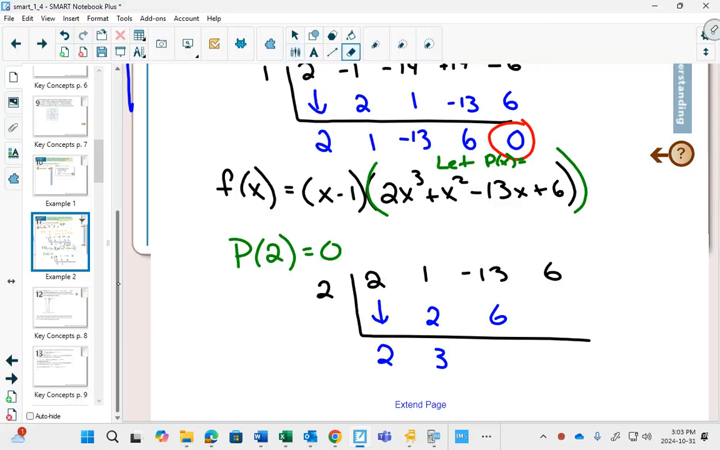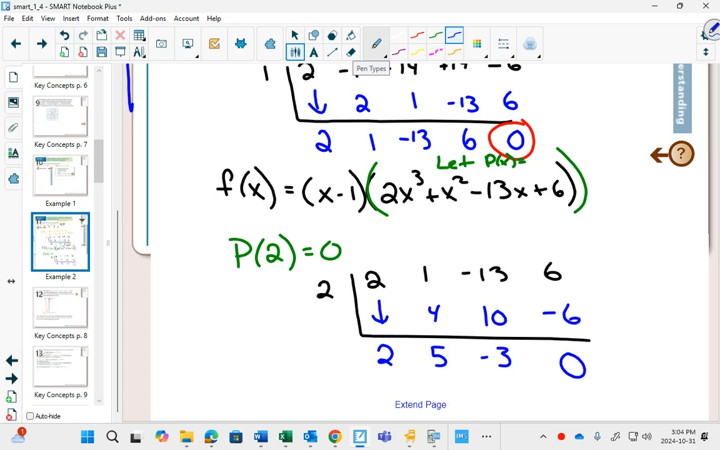Oh, did anybody see my mistake? I did it on purpose. Anybody double check? What's 2 times 2? 4. Oh. Okay. 4. And add. Multiply. And add. Oh, good. It worked.